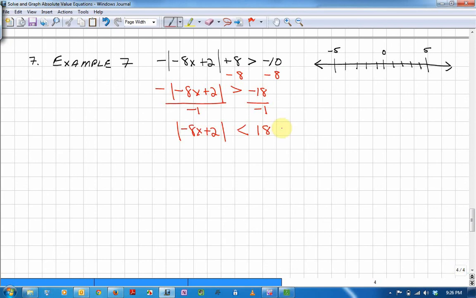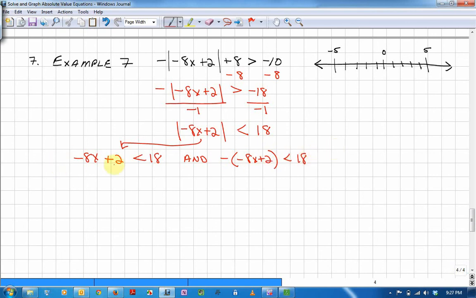Now that I have the absolute value isolated, I'm ready to set the problem up. So one of the solutions will be the positive portion that comes out. That would be a negative 8x plus 2 is less than 18. And notice the direction of the inequality. This is going to be an and. And the other part would be if I have a negative of a negative 8x plus 2, that would also have to be less than 18.